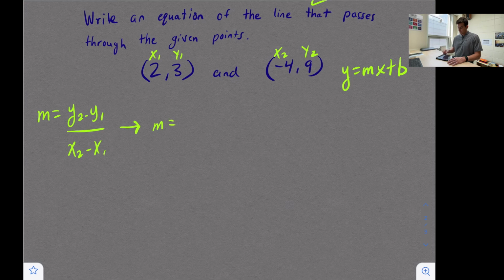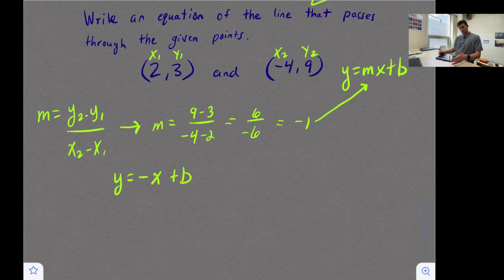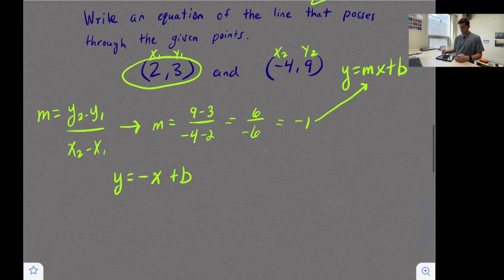Now let's plug our values in. So m is equal to 9 minus 3 over -4 minus 2. 9 minus 3 is 6, -4 minus 2 is -6, so our slope is -1. So we can plug -1 in for m. And so now we have y equals -1x, or we can just say -x plus b. At this point, we need to solve for b. We have 2 options here. We need to take one of our points, either (2, 3) or (-4, 9), and we need to plug those values in for x and y.